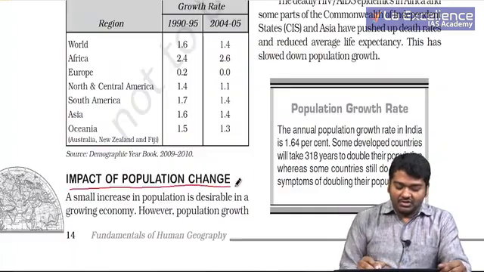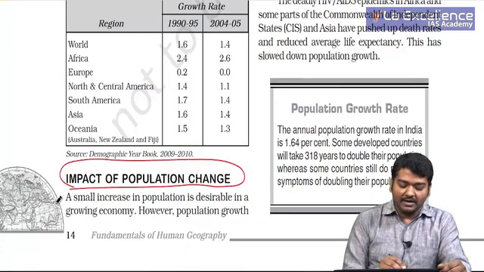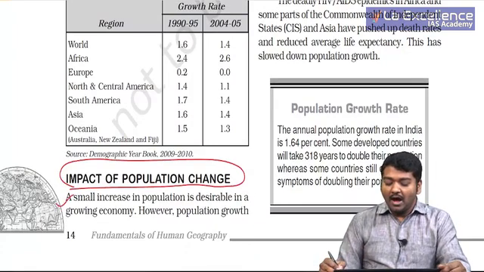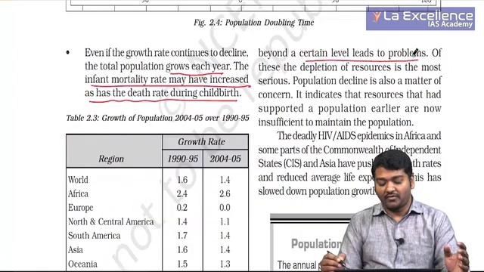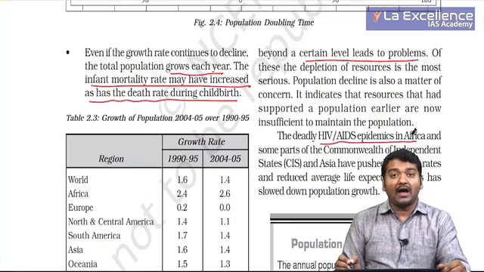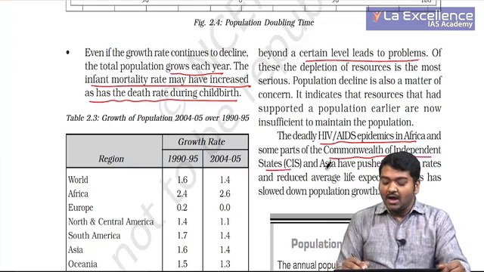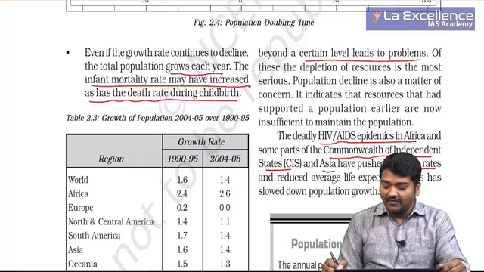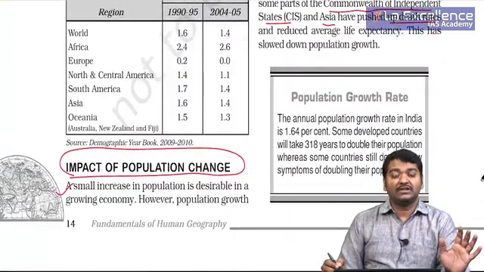Impact of population change. A small increase in population is desirable in any growing economy. However, population growth beyond a certain level is problematic for everyone. The deadly HIV or AIDS epidemics in Africa and some parts of the Commonwealth of Independent States and Asia have pushed up death rates and have reduced life expectancy. This has slowed down population growth in recent years.